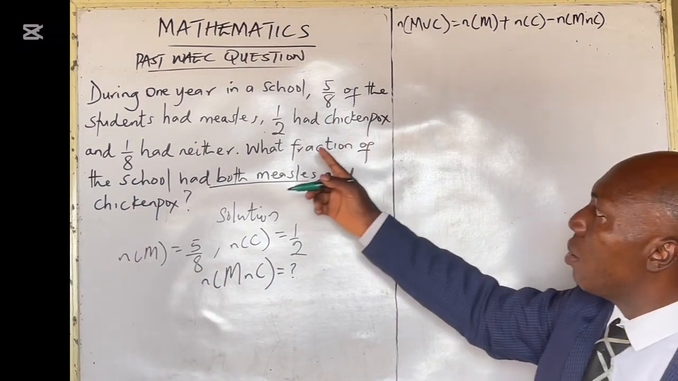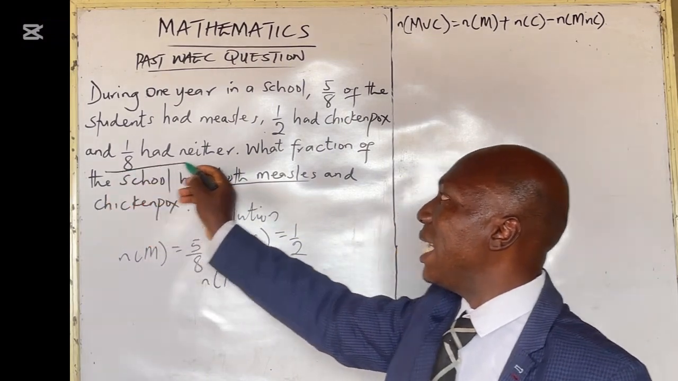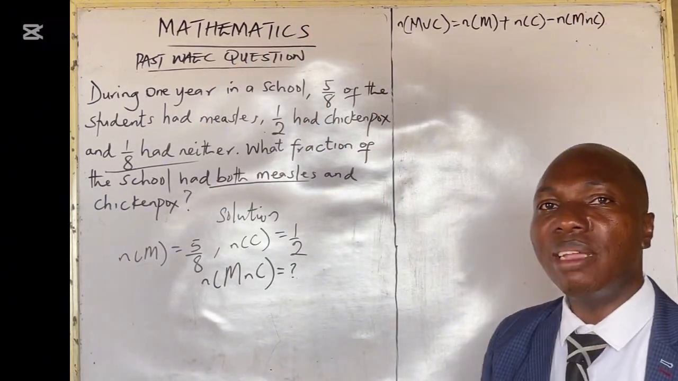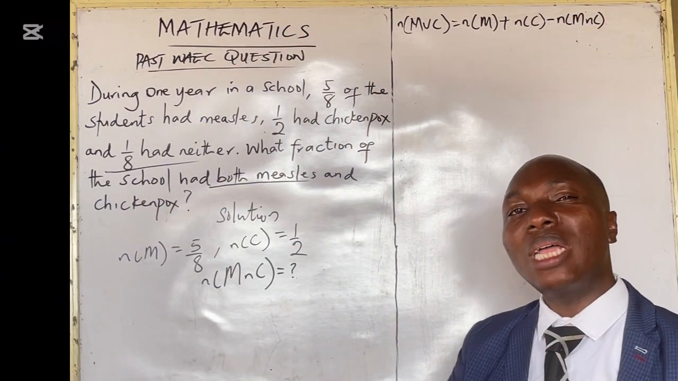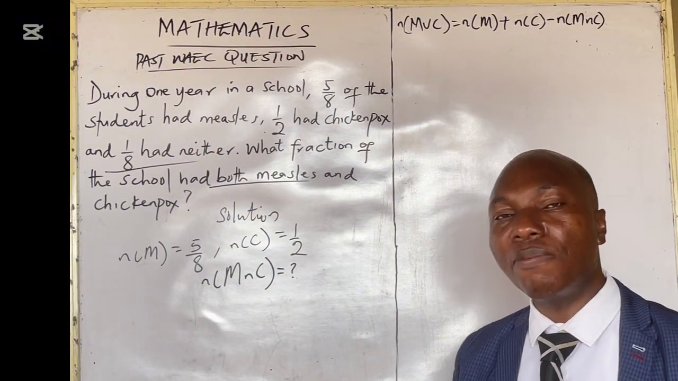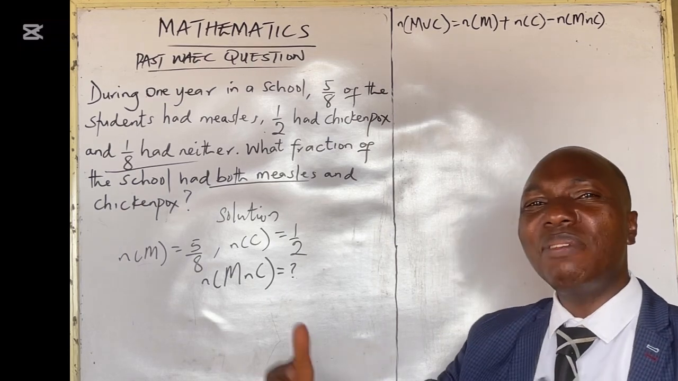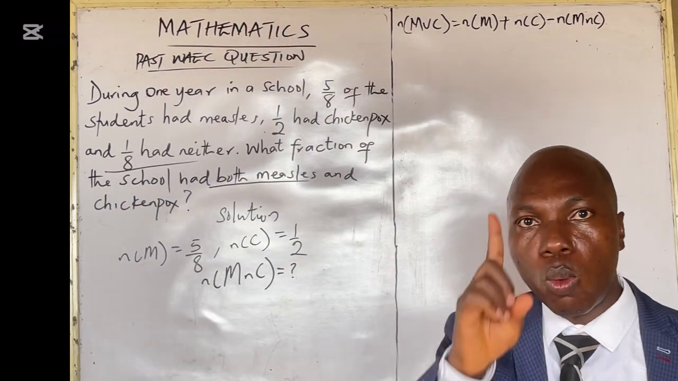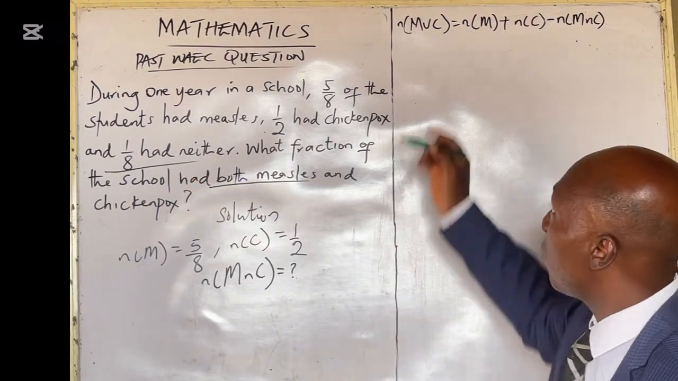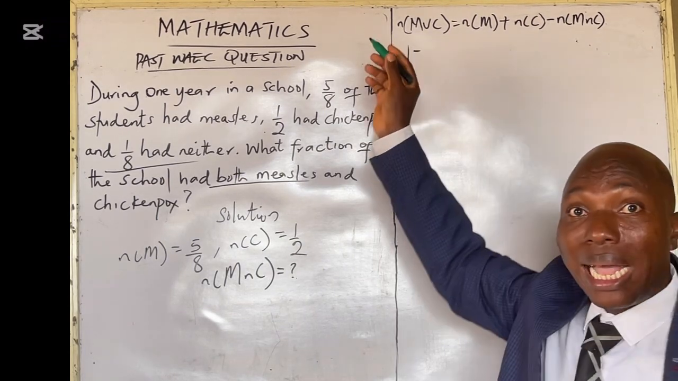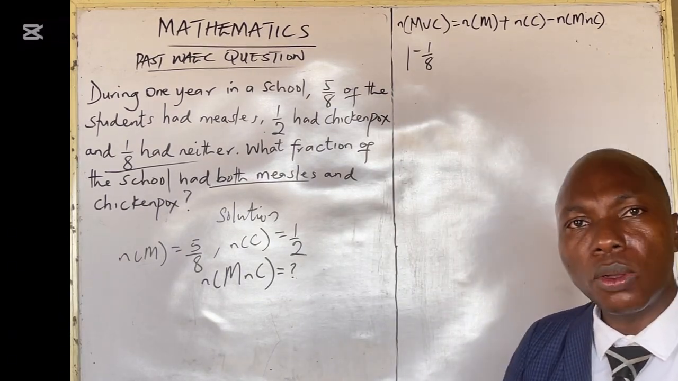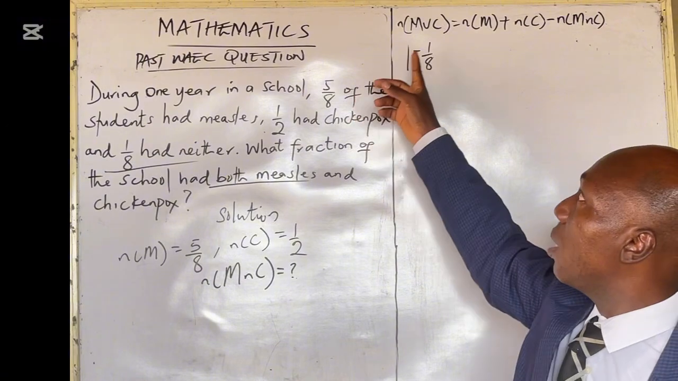But we're given that 1/8 had neither. That means the total number in a set, when you are given a fraction, is different from percentage. If you are given percentage, the total population in the set will be 100%. But if you are given a fraction, the total number will be just 1. And we're told 1/8 had neither, so we subtract it from 1, which is the total, minus 1/8. So the remaining people that had chickenpox or measles will be 7/8.